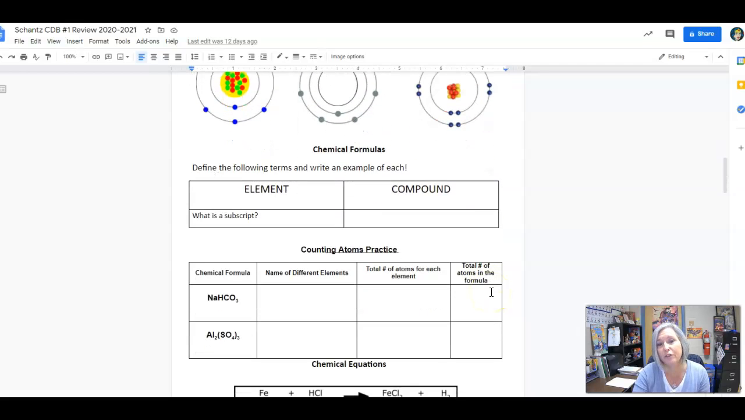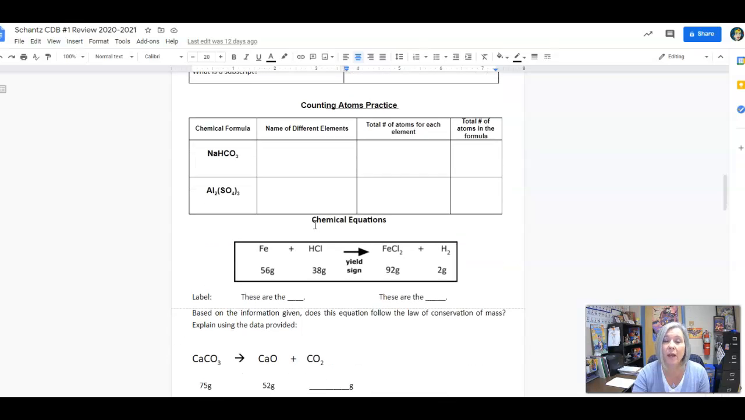Below that, differentiate between an element and a compound. So you're going to put your definitions in here. And then describe what is a subscript. Below that, remember how we counted atoms? So if there's a subscript, it tells me the number of atoms. If there's parentheses, I have to multiply times everything inside the parentheses.